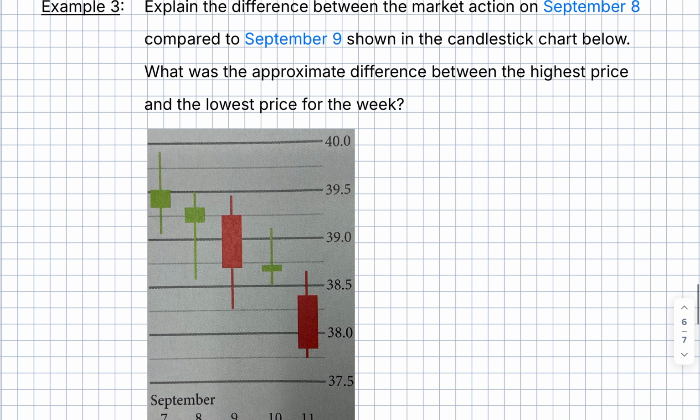Here we are asked to explain the difference between the market action on September 8th compared to September 9th shown in the candlestick chart below. So let's take a look. What is the difference between September 8th, which is this right here, and September 9th? Okay, so the difference here is that on September 8th, the share price increased from the opening price, whereas on September 9th, the share price dropped at the end of the day compared to the opening price.